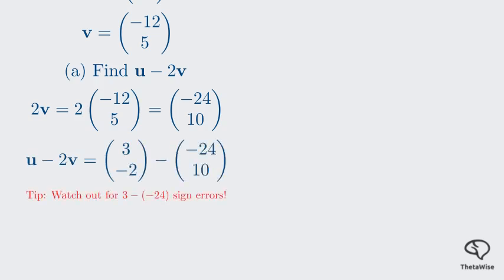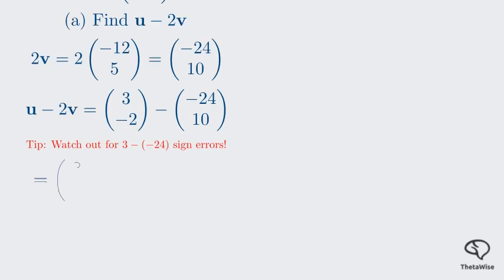Be very careful with your signs here, as subtracting a negative is a very common place to lose marks. 3 plus 24 is 27, -2 plus 10 is -12. The resulting vector is (27, -12).